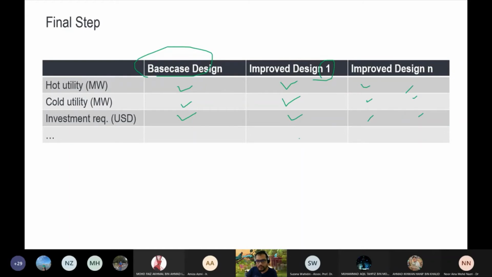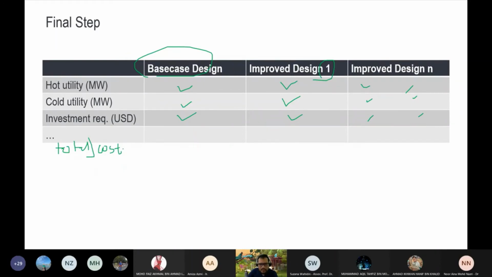So from here, you can then calculate, for example, the total cost. All this costing you need to find in the textbook, like Towler and Sinnott, Chemical Engineering Design or something. That's the name of the book.